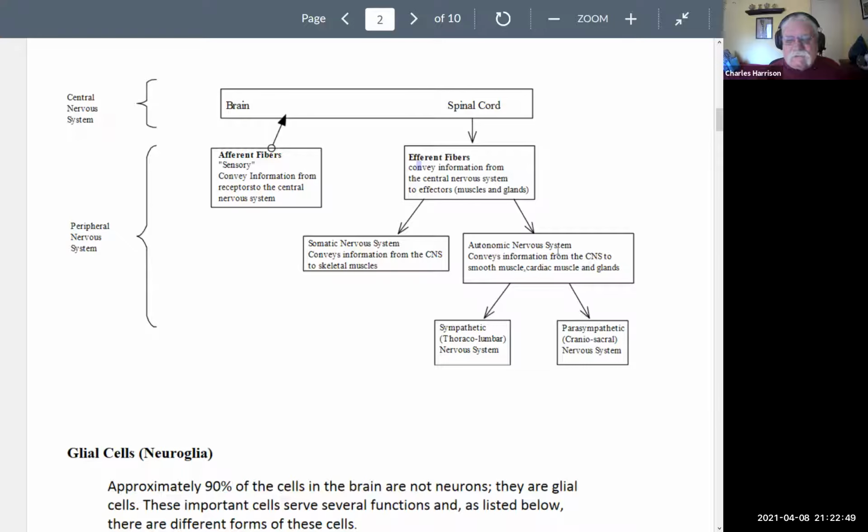The autonomic nervous system is also called the involuntary nervous system. The somatic nervous system over here is also called the voluntary nervous system. The autonomic nervous system, which we'll learn on Tuesday, is broken into two parts, the sympathetic and the parasympathetic. And we really don't need to say any more about that today. We have 2 lectures at least on that coming up.